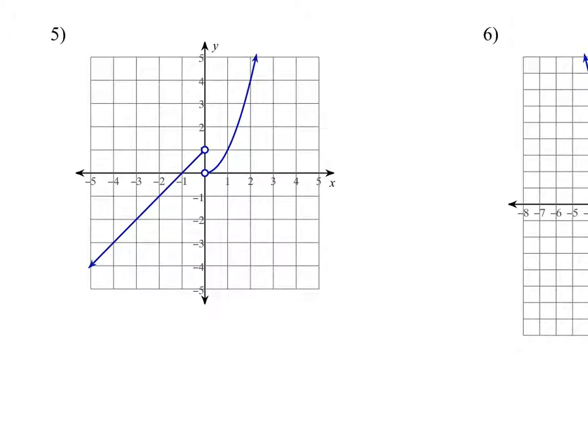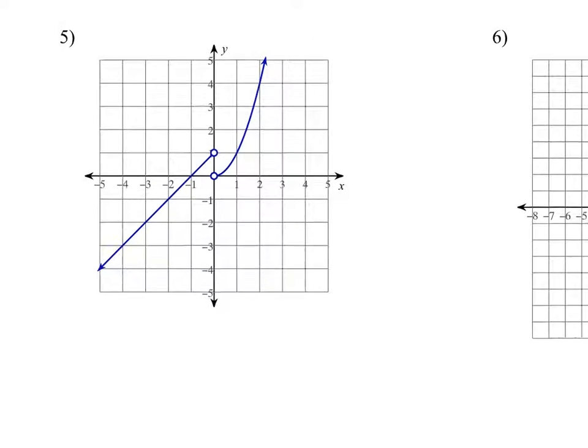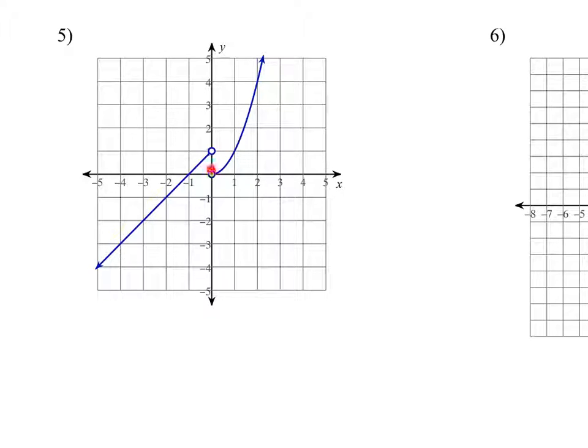Okay, this one I'd like to put a couple funky things in there so you can kind of see. Now remember, open circles here and here mean this value is not on this part of the graph, and the open circle here means that's not on this part of the graph. If it was colored in or just solid in some way, then that value would be part of the graph. So this is very similar to the last one that we did.